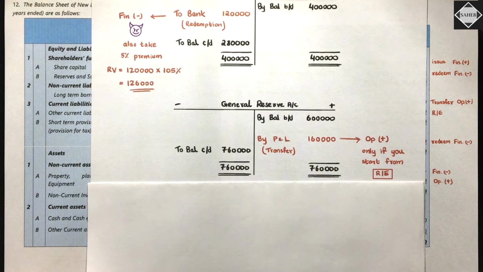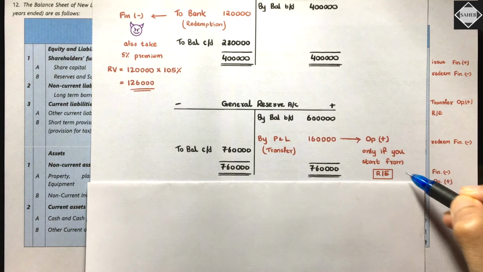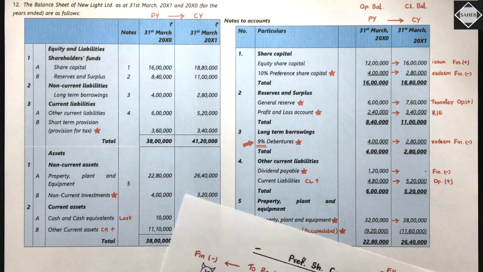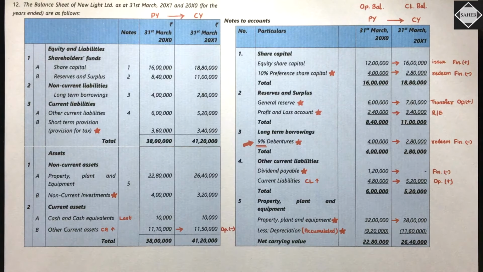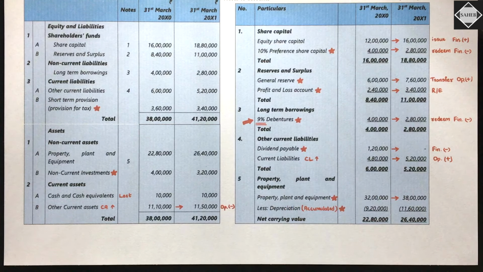So what we are going to do? We are going to add it back to reverse this appropriation under indirect method. If we are starting from retained earnings, you all know this. Simple, easy. So general reserve you understood, and then what else we have? We have dividend payable in other current liabilities, right?